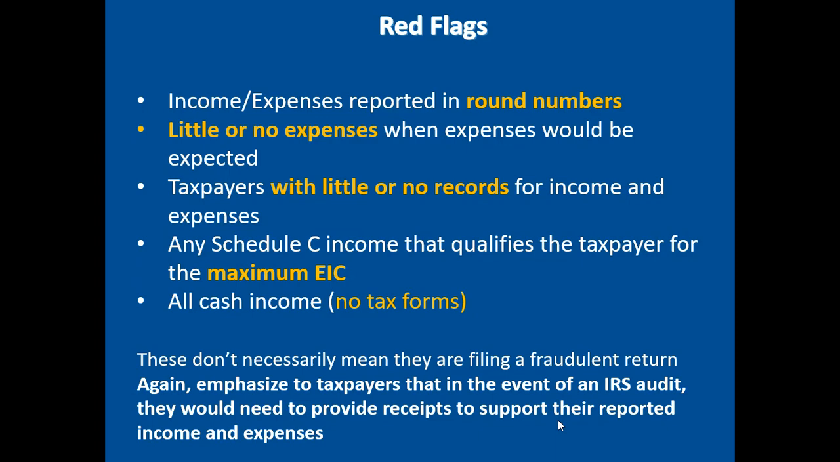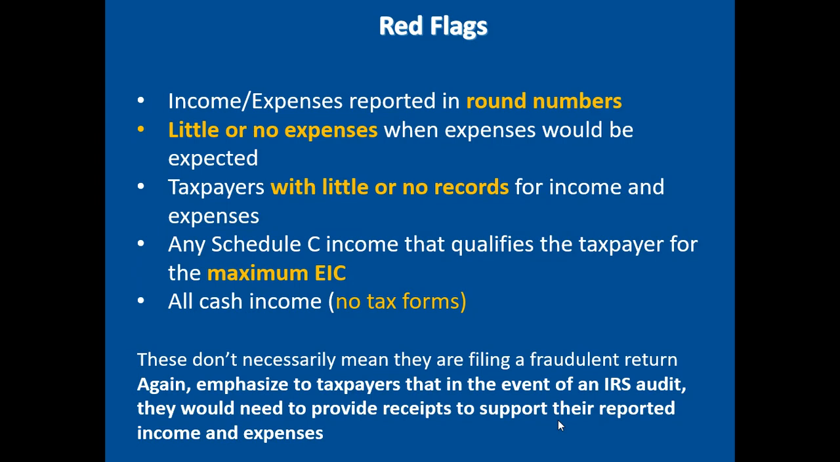We talked the other day about the earned income tax credit, how it was this round bell-shaped curve, and that very top part that we call the sweet spot. When you have a Schedule C return that just happens to land right there in the sweet spot, that could be a red flag. Are they lying about their expenses and their income to hit that high dollar amount? Maybe it's true, that's the way it works out, but those are red flags to the IRS.